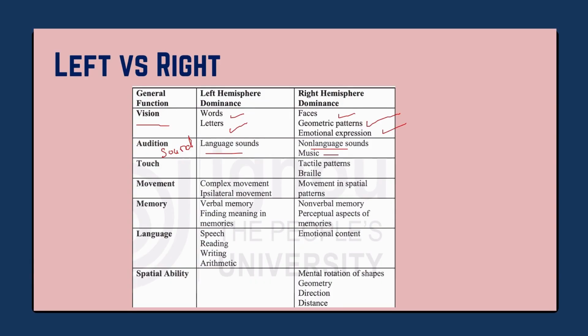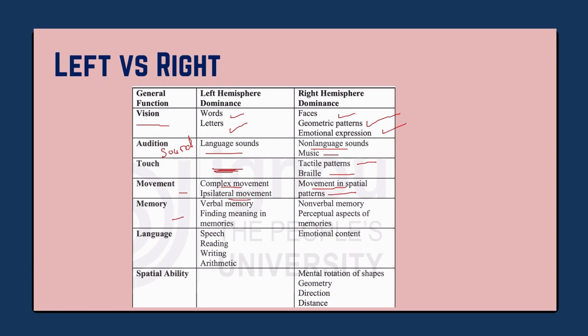When it comes to touch, left hemisphere is not recognized as of now. But right hemisphere is good at tactile patterns and braille. Braille is the language used by blind people, right? They touch and understand the letters. So right hemisphere is dominant in case of blind patients who are able to use braille. About movement, left hemisphere is dominant when it comes to complex movement and ipsilateral movement, which means same side. And right hemisphere is good at movement and spatial patterns.